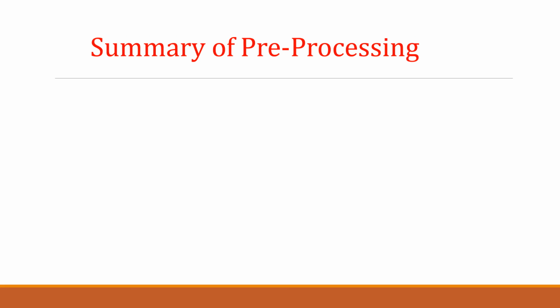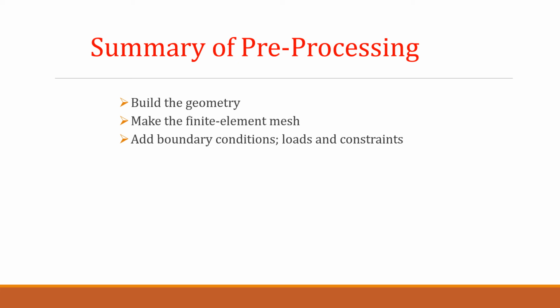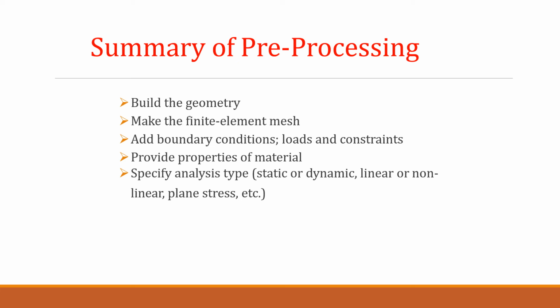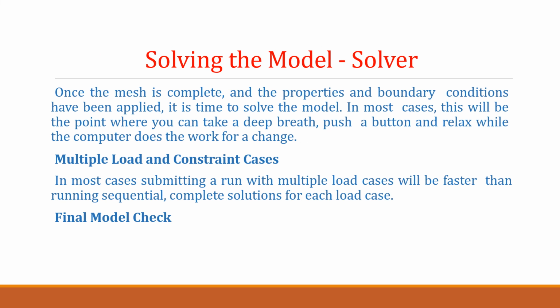Summary of pre-processing. On completion of the above said methods, we build the geometry and make the finite element mesh, add boundary conditions, loads and constraints, provide properties of the material, and specify the analysis type like static, dynamic, linear or nonlinear, plane stress requirements, and these activities are called the finite element model. Once the above said methods are completed, say for example the mesh is complete, and the properties and boundary conditions have been applied, it is time to solve the model.